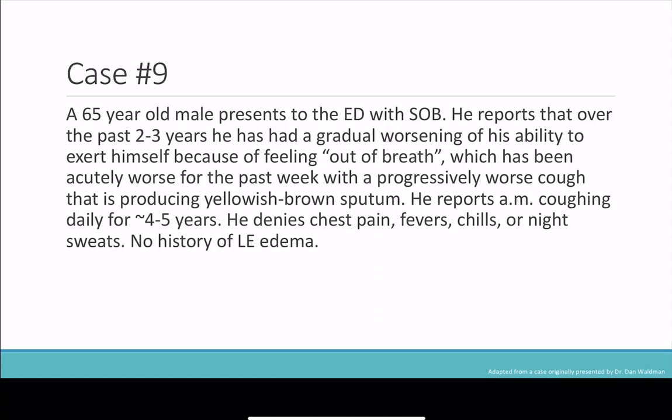So what are some of the things we're kind of crossing off the list right here at the end? Just being out of breath doesn't tell you a whole lot about the origin of this patient's problem. Chest pain might be associated with something cardiac, like a cardiac ischemia. Fevers make us think about a possible infection. Chills, same thing. Night sweats can be associated with fevers.